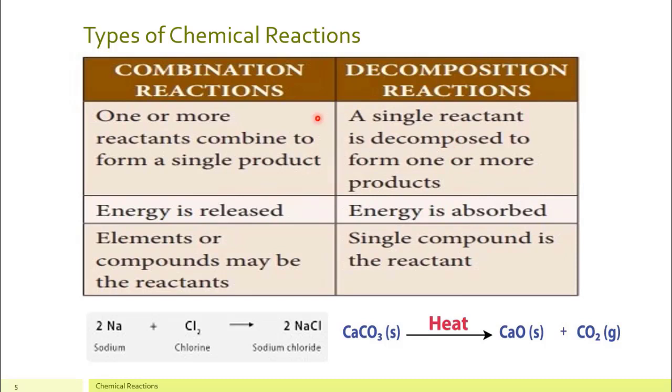Whereas in decomposition reaction, a single reactant is decomposed, which means it splits up into one or more than one products. In case of addition reaction, energy is released because here reactants combine together to form one complete product. Whereas in decomposition reaction, heat is absorbed to break down the chemical or any substance into two or more than two products. In addition reaction, elements or compounds may be the reactant, whereas in decomposition reaction, single compound can act as a reactant. Here we have two examples.